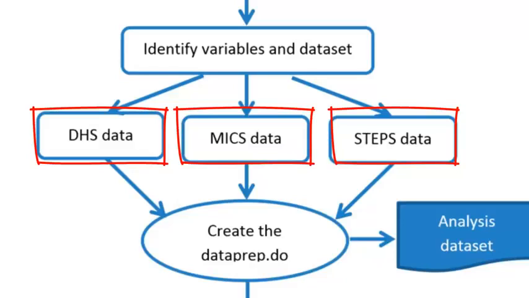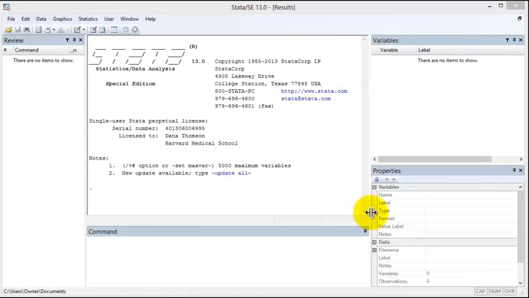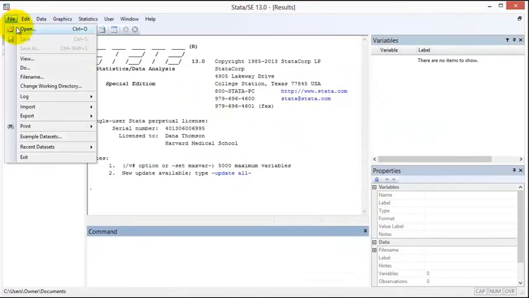Once you know which variables you need and the time frame and geographic coverage of your research question, it will be straightforward to identify which existing survey dataset is best suited for your research. It is only at this stage that we open the dataset and Stata.